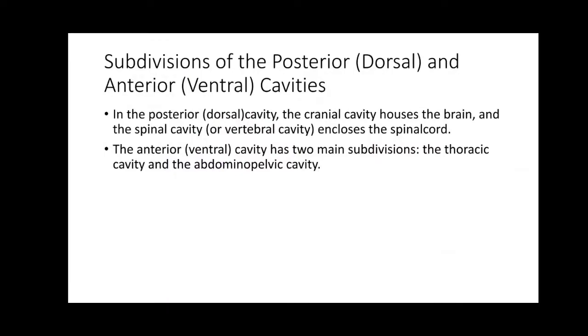Now we have the subdivisions of the posterior and anterior cavities. So we'll start with the posterior. In the posterior or dorsal cavity, we have the cranial cavity, which houses the brain, and the spinal cavity or the vertebral cavity that encloses the spinal cord.